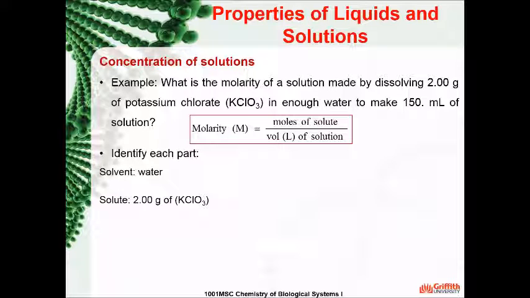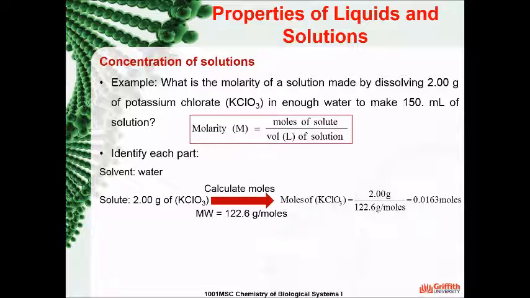According to the molarity formula, we need number of moles, not mass. Therefore, we divide by the molar mass of the compound, which can be calculated from the periodic table. The molar mass of potassium chlorate is 122.6 grams per mole. So, there are 0.0163 moles. The solution volume is 150 mL.